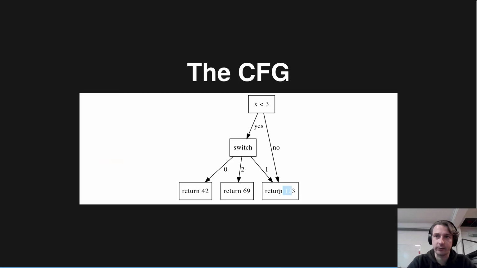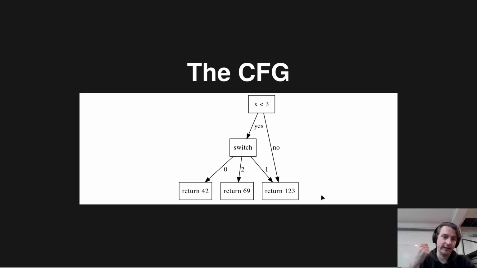Let's try and focus on this one. This block has two predecessors, one coming from the switch and one coming from somewhere else. Now, if we were to put the set of constraints that we know to hold on x on the edge, here we will say x is lower than 3, right? On this edge, the no edge. While on this edge, we will know x is exactly equal to 1.